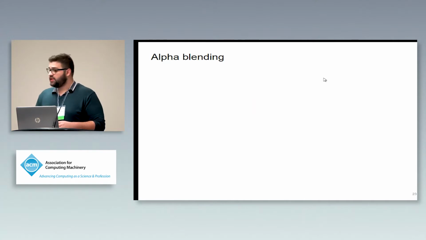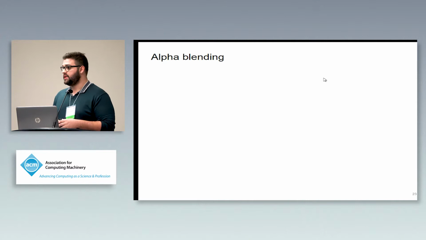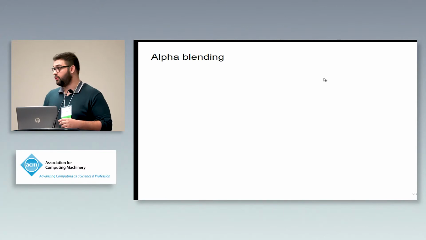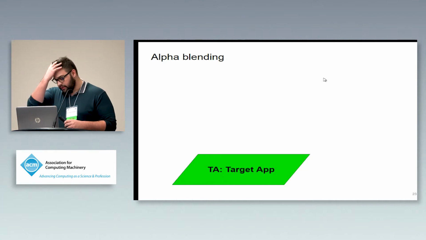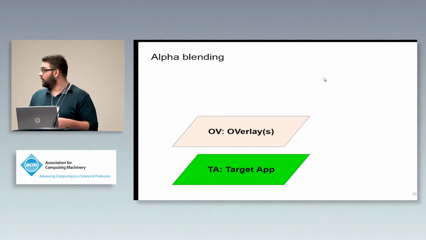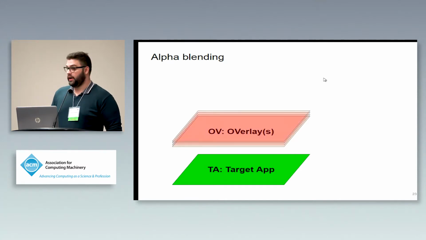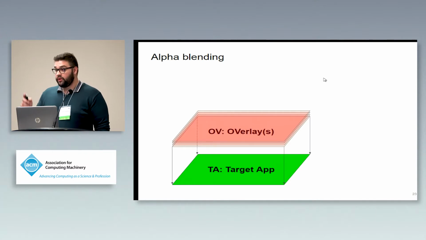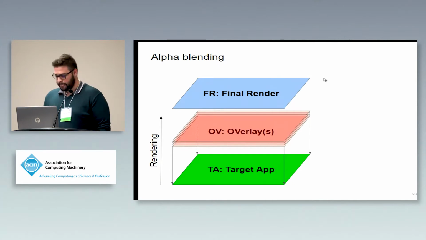So let's first check how alpha blending works. Alpha blending is the algorithm used by the system when some overlays are drawn on top of the screen. Let's say we have the target application the attacker wants to attack. What he can do is try to cover some portion of the screen just by drawing one overlay or multiple overlays. All of the overlays at the time of rendering are meshed on top of this target app, and as a final result, we have the final render.